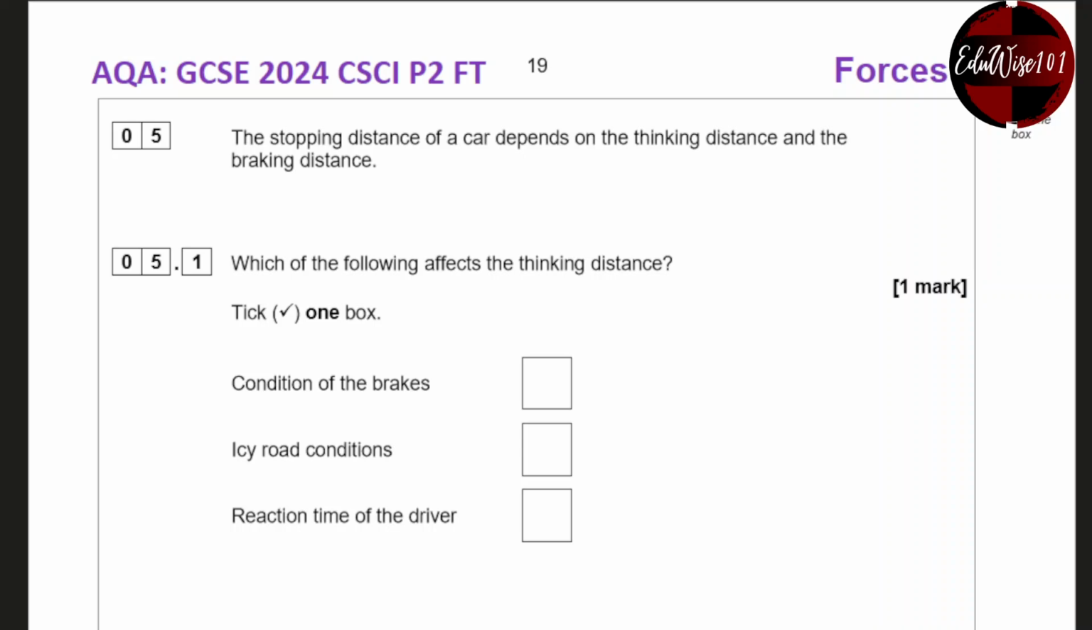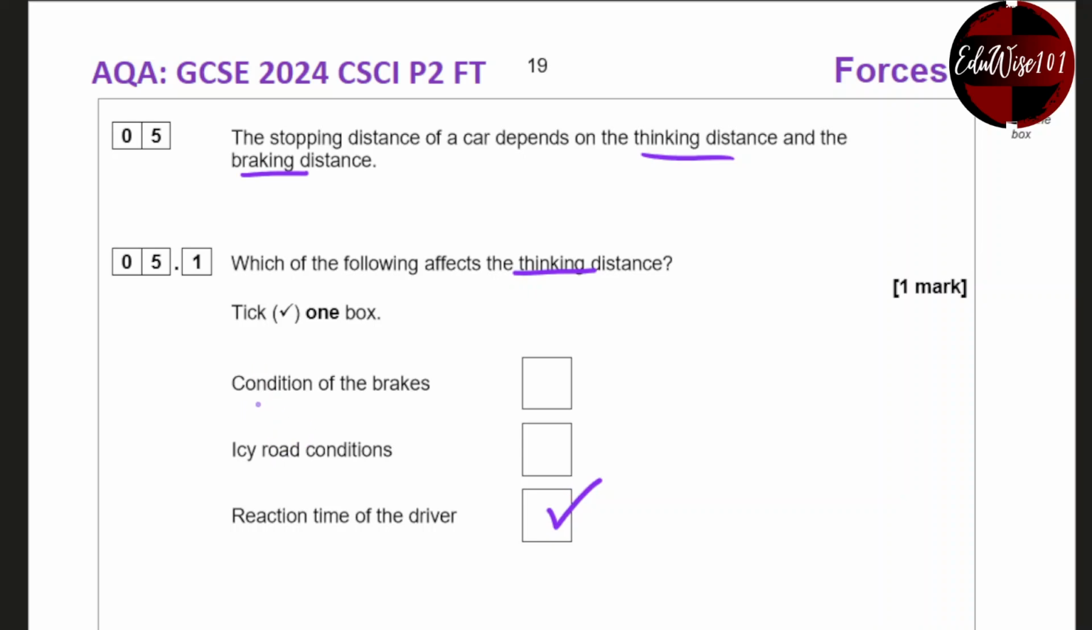Question number 5 is on the topic of forces again. The stopping distance of a car depends on the thinking distance and the braking distance. Which of the following affects the thinking distance? Now, the thinking distance is affected by anything to do with the driver, because the only person who should be thinking compared to the car or the driver is the one with the brains, right? We're not talking about electric cars like Teslas. So, the reaction time of the driver affects the thinking distance.